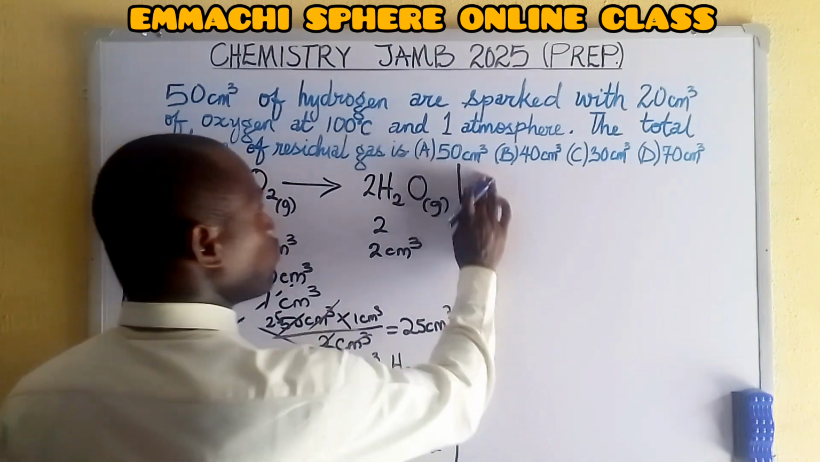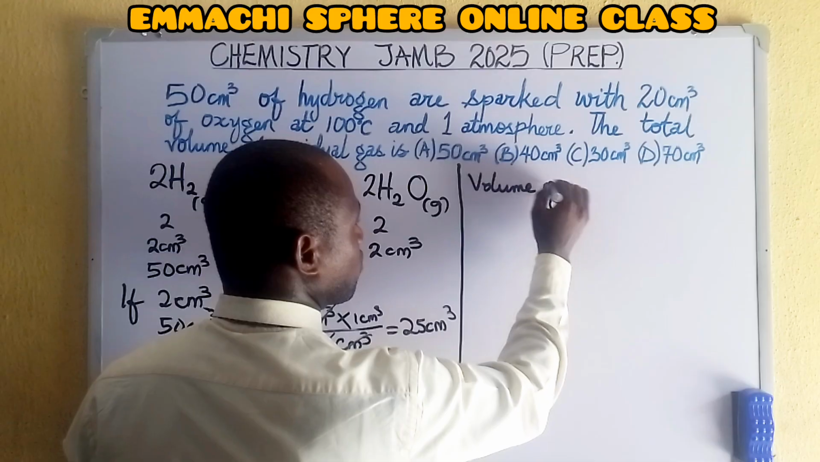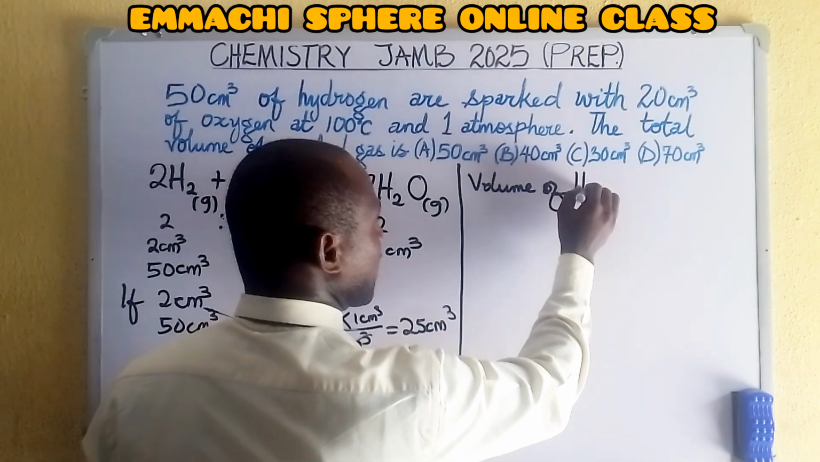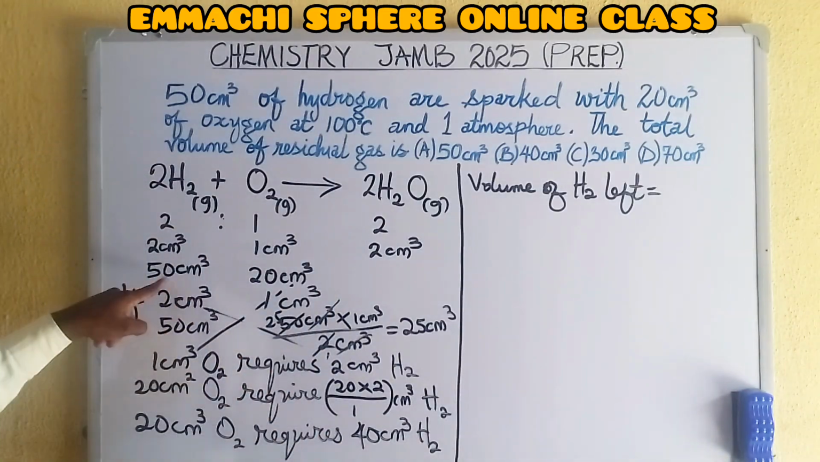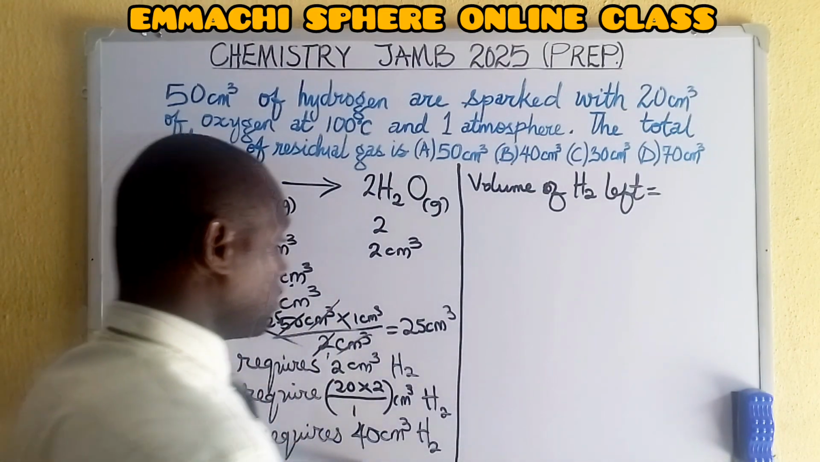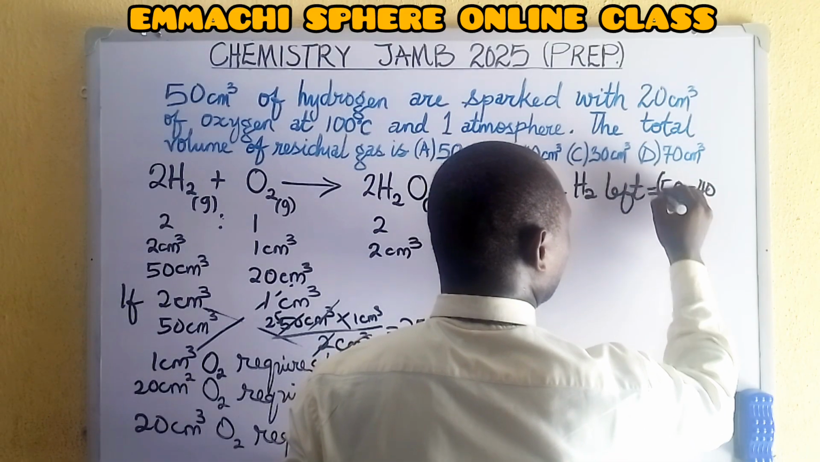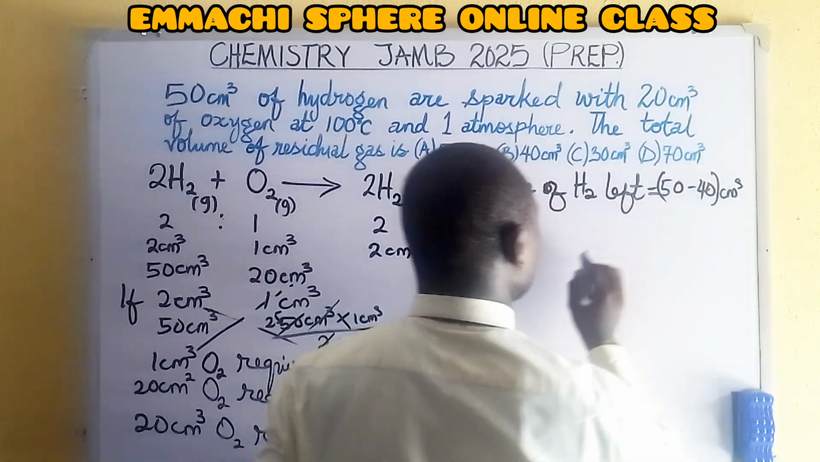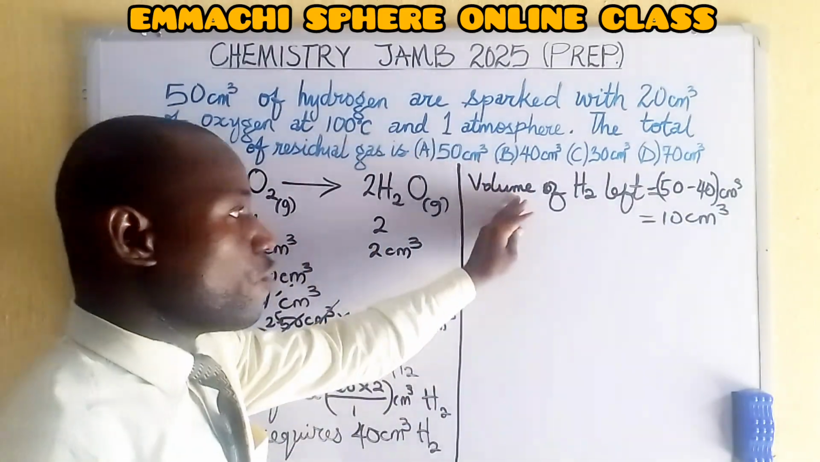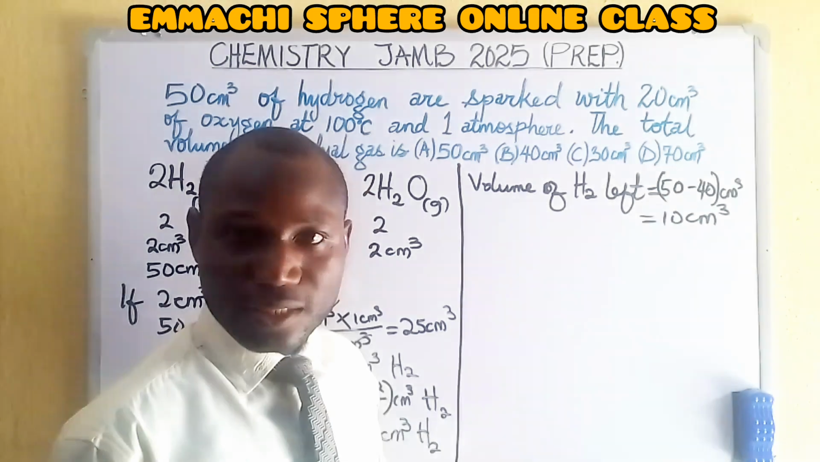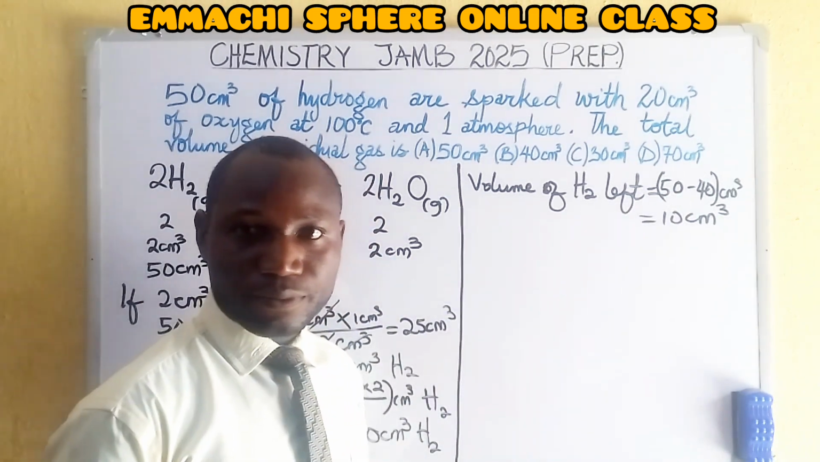Now, how do we know the volume of hydrogen gas left? It will be 50 that is given minus 40 cm³. So this is 50 minus 40 cm³, which is now equal to 10 cm³. Therefore, the volume of hydrogen gas left unreacted, that did not take part in the reaction or was not used up, is 10 cm³.